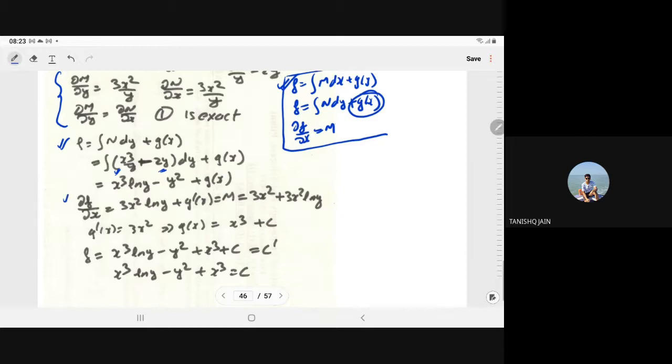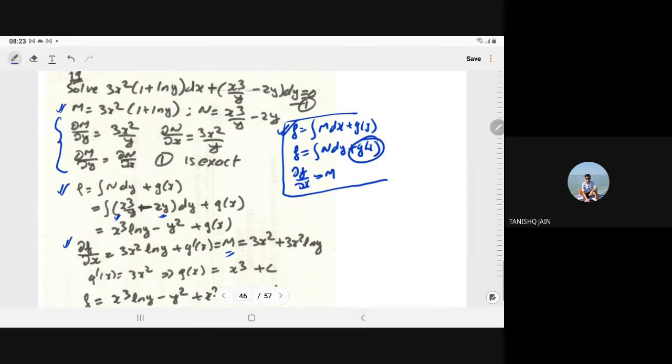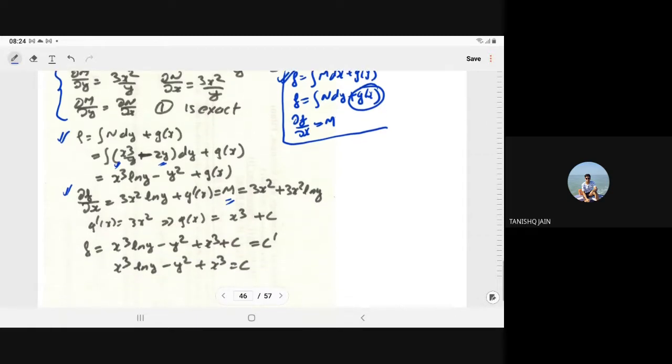Then we compute del f by del x. So del f by del x will be 3x square ln y plus g dash x. And del f by del x is equal to M. And M is given to you as 3x square plus 3x square ln y. So what is the benefit? The 3x square ln y will cancel out, and g dash x will become 3x square.